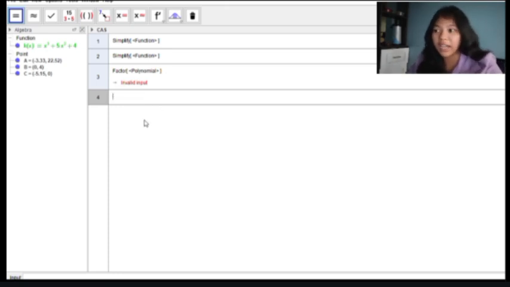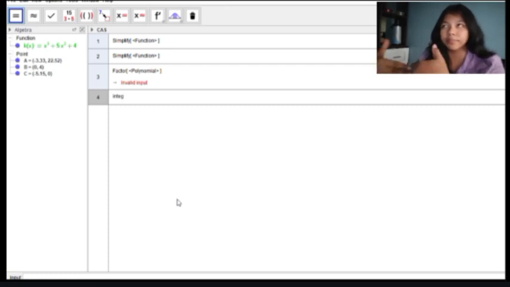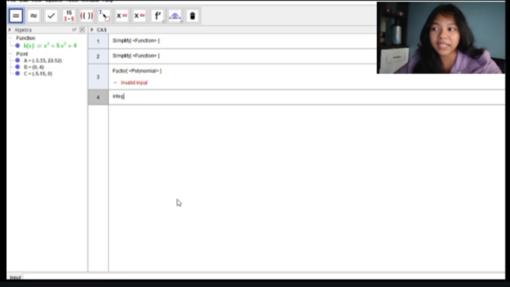If you're unsure about your answer, you can go to CAS, type in your function, and then compare if your answer is the same. Because we all know that using CAS is a lot more accurate than just searching through the internet.